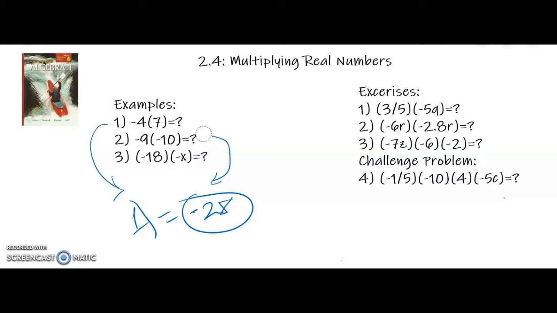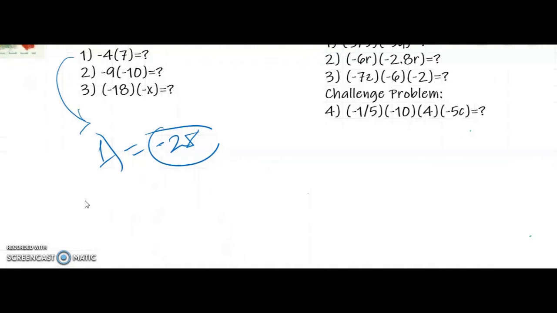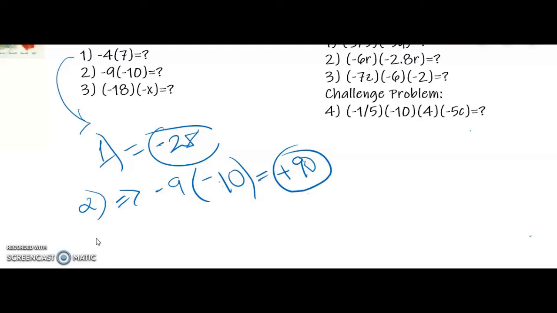But for number 2, let's go ahead and do that down here. It's negative 9 times negative 10, which is equal to positive, because a negative times a negative is positive, and then 9 times 10, which would be 90. So our answer would be 90.